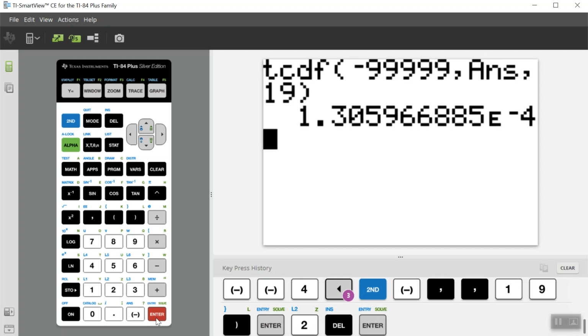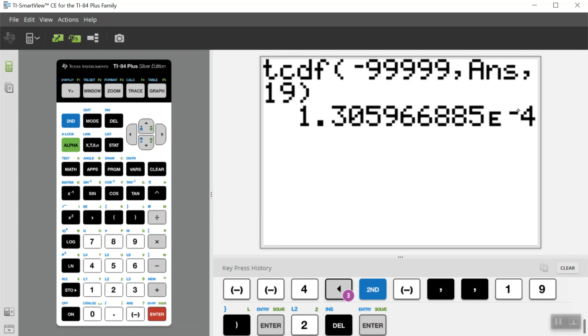All right, so what's happened here, it's saying that your p-value is 1.3. Well, your p-value can't really be 1.3, but if you look over here to the right, you've got this e to the minus 4. What's happened is our calculator has shifted into scientific notation. So I've got 1.306 times 10 to the minus 4 is what that means.